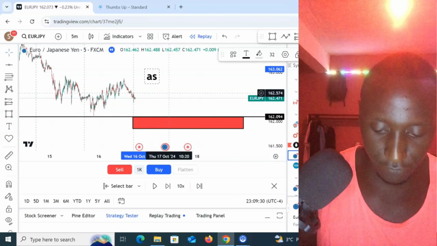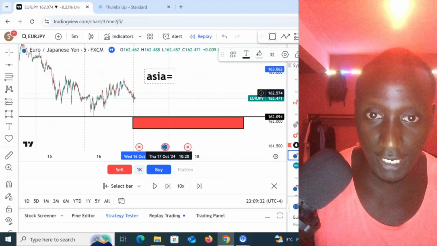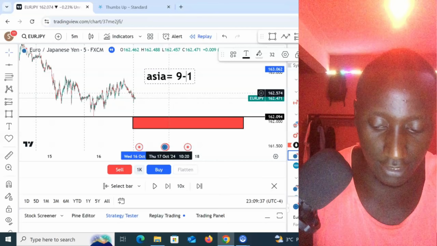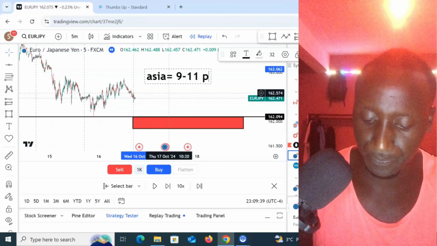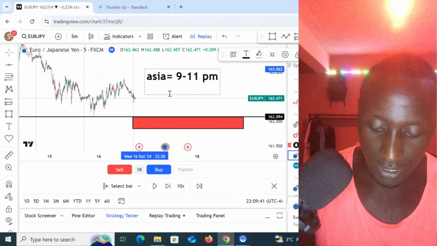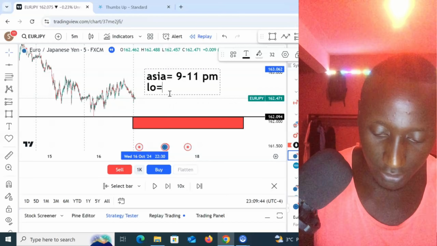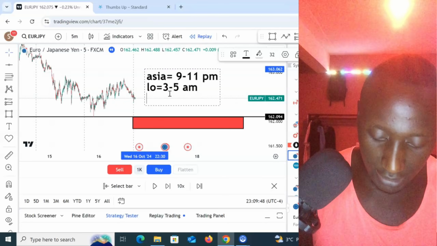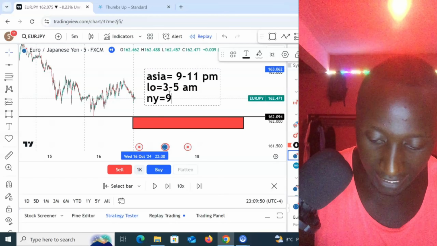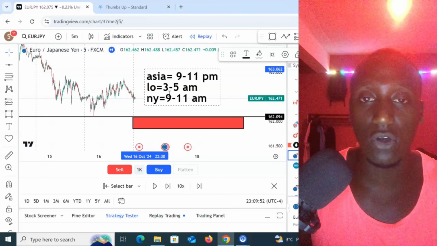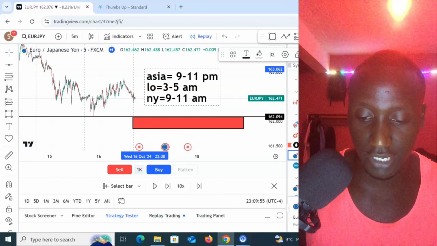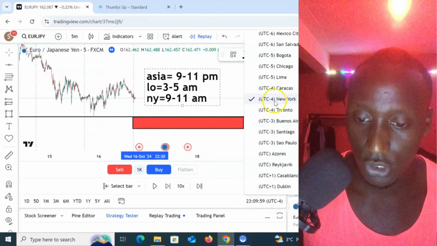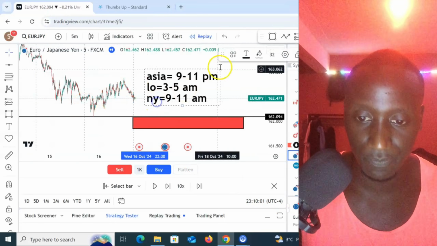Now, if you want to trade Asia, the correct time to use this strategy is between 9 and 11 p.m. Yes, 9 and 11 p.m. And then London is between 3 and 5 a.m. And then New York is between 9 and 11 a.m. All this is New York time. And you can change that on your TradingView down here, and then go to UTC-4, which is New York.